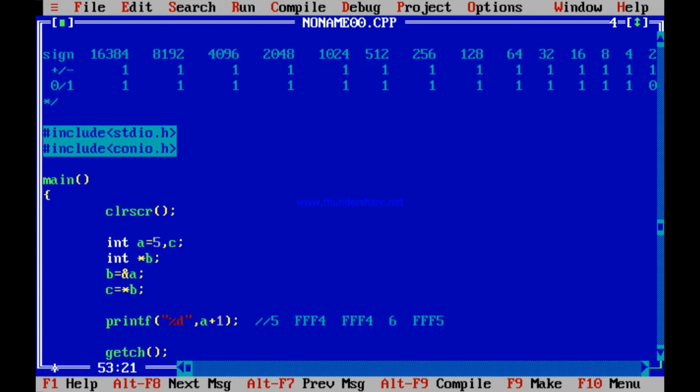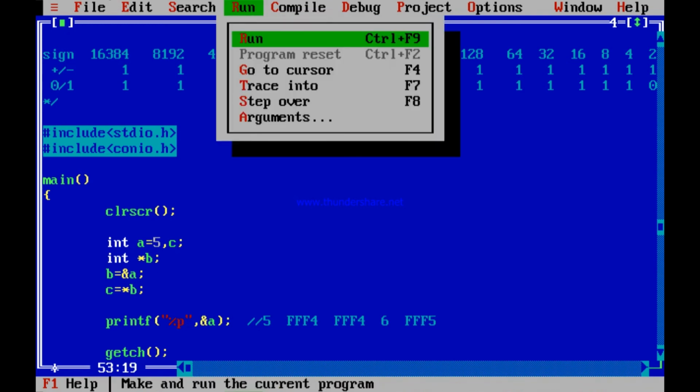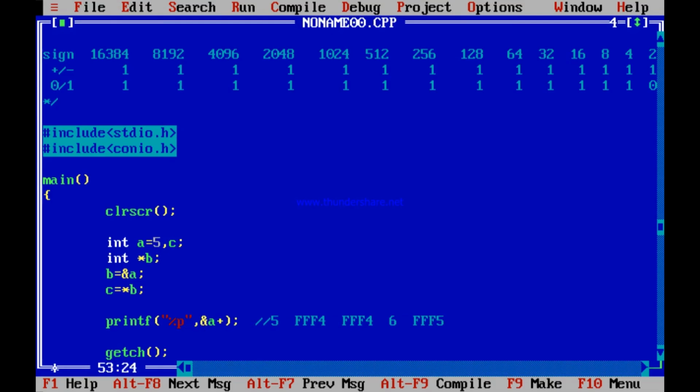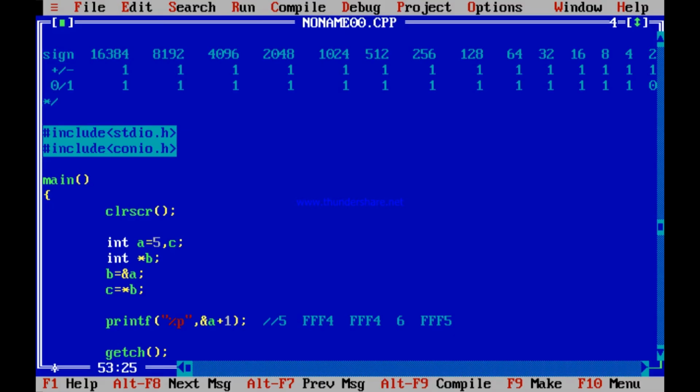Now suppose I print ampersand A. A is 5. Ampersand A is the address of A. So not D, P. Address of A is FFF4. So address of A, FFF4 should be printed. Let's print, Alt R enter. Yes, FFF4 is printed. Go for ampersand A plus 1. What is that? Ampersand A is FFF4, plus 1. You are adding to a memory location address, so the result is an address also. So yes, percent P. FFF4 plus 1 is FFF6. Alt R, enter. Check out. Yes, FFF6.